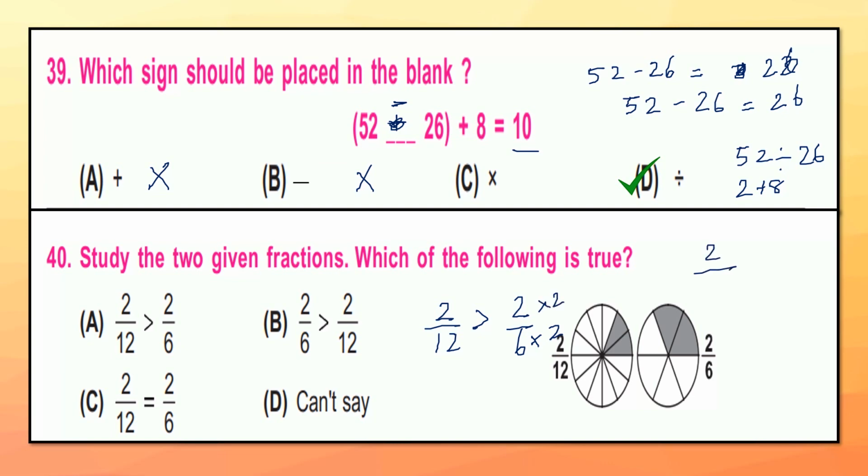We have 2 by 12. 2 by 6 becomes 4 by 12. So therefore 4 by 12 is larger. 2 by 6 is greater than 2 by 12. The first option is not right. Option B, 2 by 6 is greater than 2 by 12. Yes. 2 by 6 is greater than 2 by 12. 2 by 12 is equal to 2 by 6. No, this option is not right. So therefore the correct answer is option B. 2 by 6 is greater than 2 by 12.